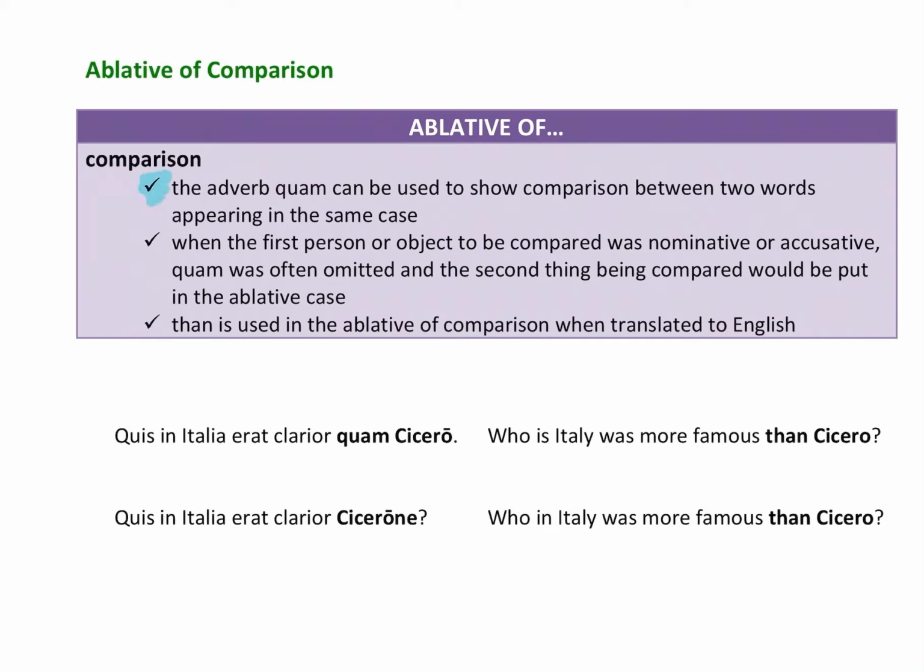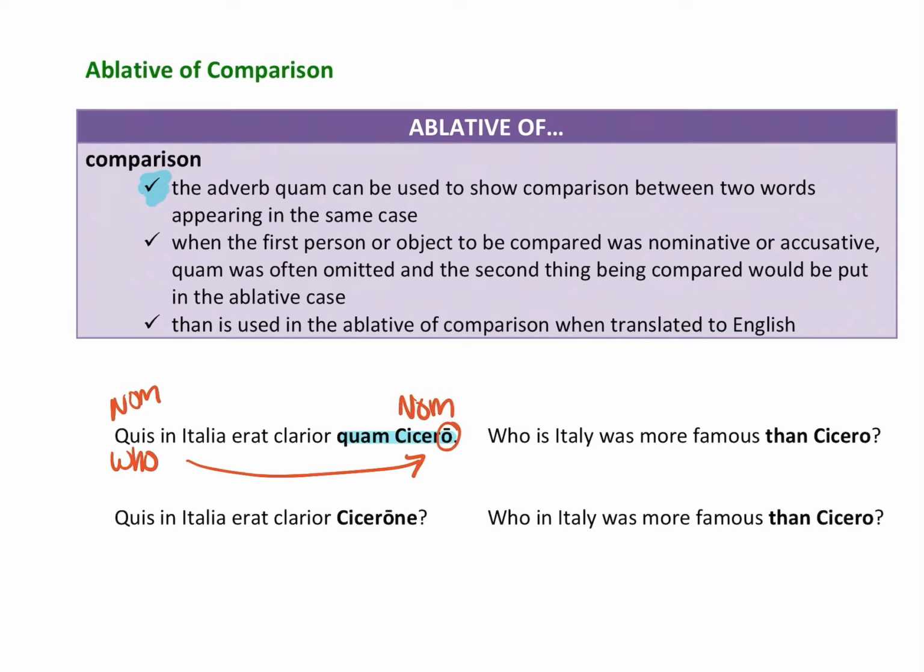This is our first one here. Now, if I said, quis in Italia erat clara quam Cicero, there we go. Who in Italy was more famous than Cicero, right? Who are we comparing? Cicero and quis. They're both in the same case, and they're both in the nominative. So we're comparing who, and we're comparing Cicero.